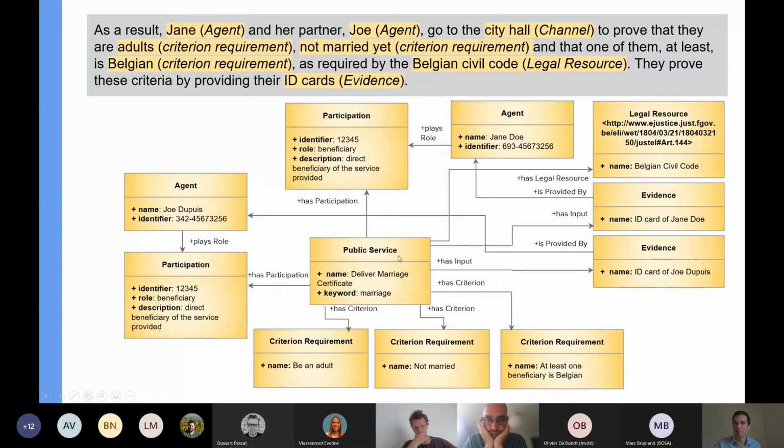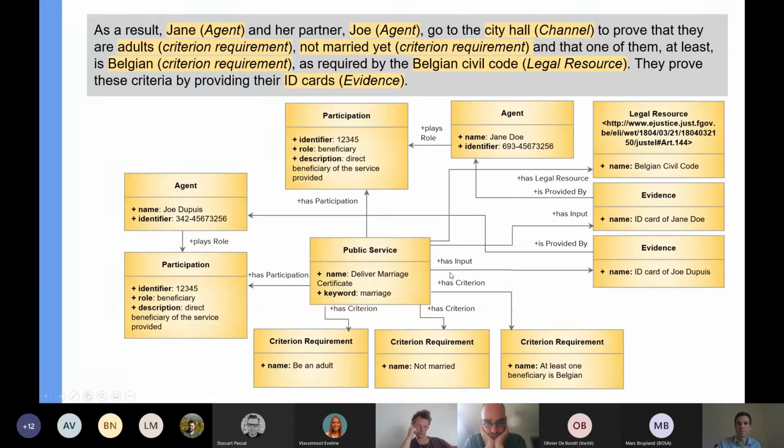And how can they do that? They can provide their ID card at the municipality, and this will launch some requests in the system, checking their nationality, etc. Based on that, we'll get some answers. So the evidence is, we need to show who is providing the evidence. We are showing to which service this evidence is connected, and this is also through the public service. This is making the link to the specific criteria.